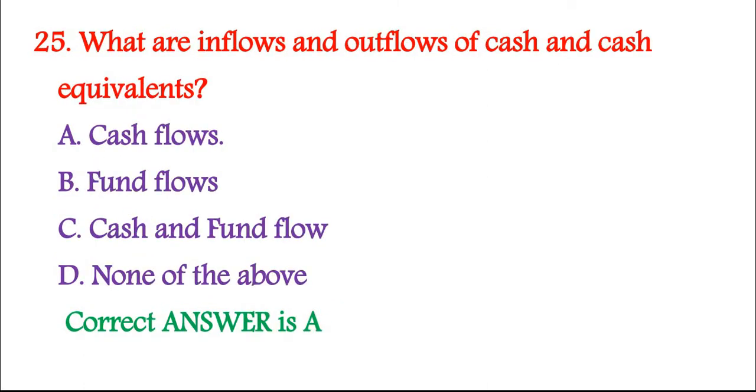25. What are inflows and outflows of cash and cash equivalents? A. Cash flows. B. Fund flows. C. Cash and fund flow. D. None of the above. Correct answer is A.